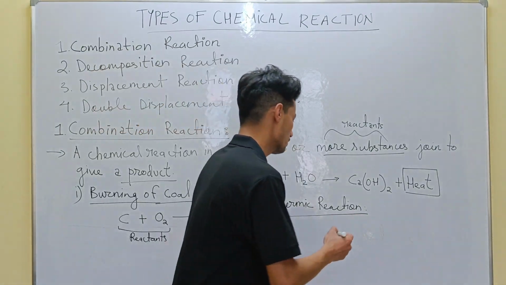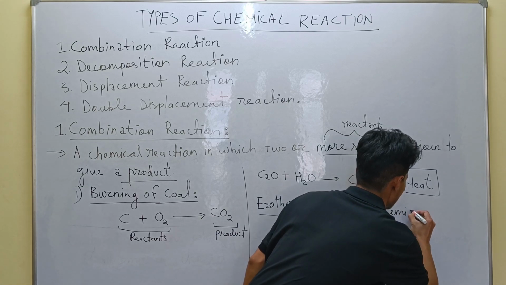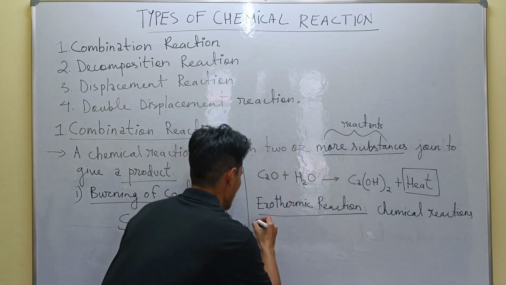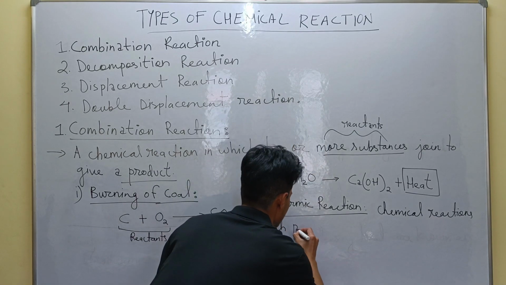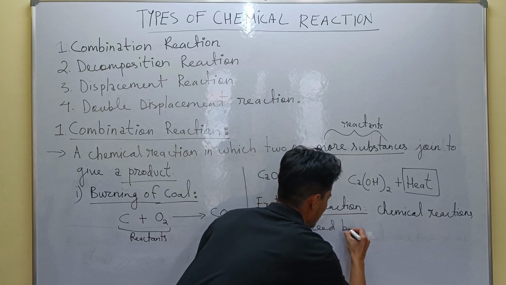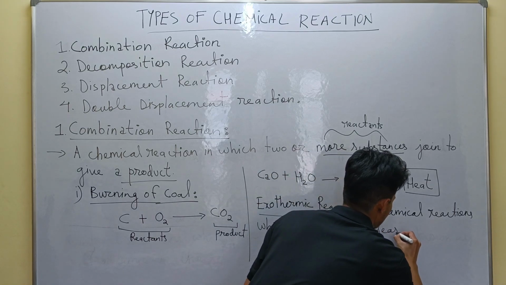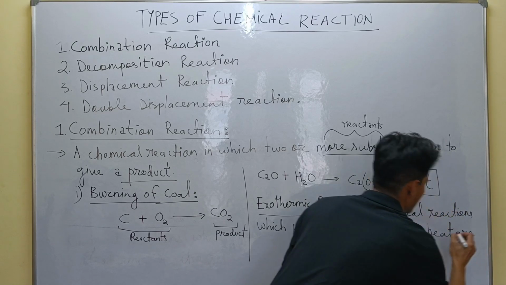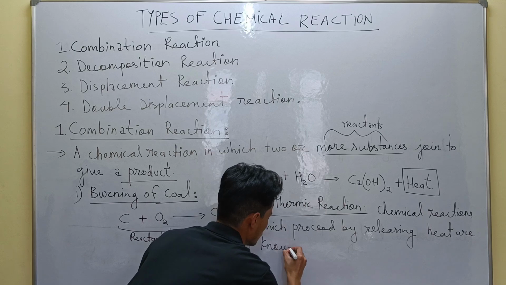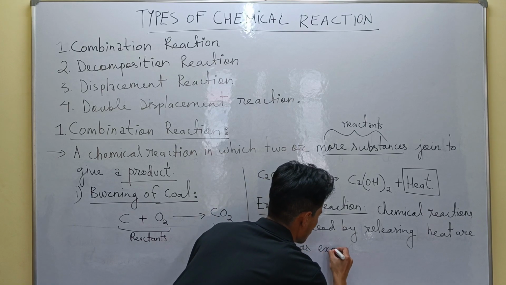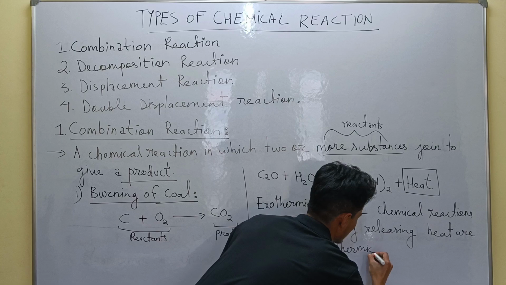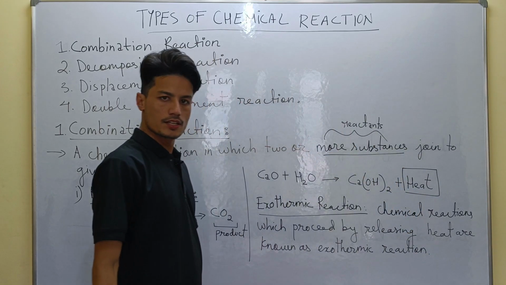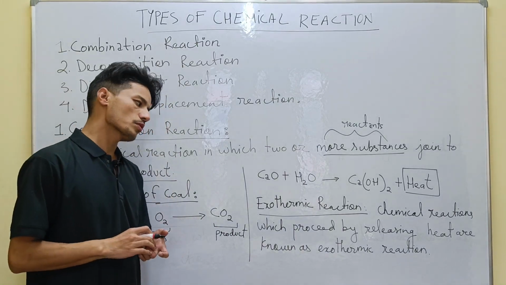So exothermic reaction, write down the definition. Chemical reactions which proceed by releasing heat are known as exothermic reaction. All right, so chemical reactions which proceed by releasing heat are known as exothermic reaction.